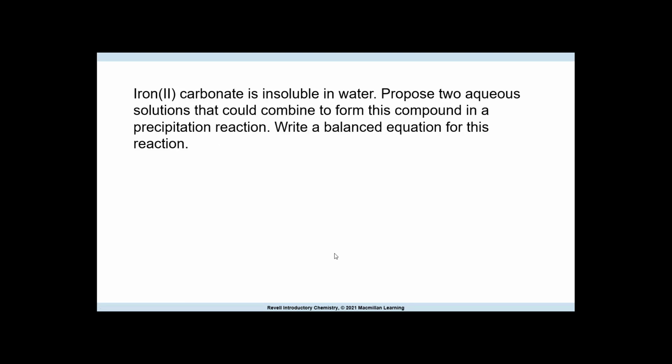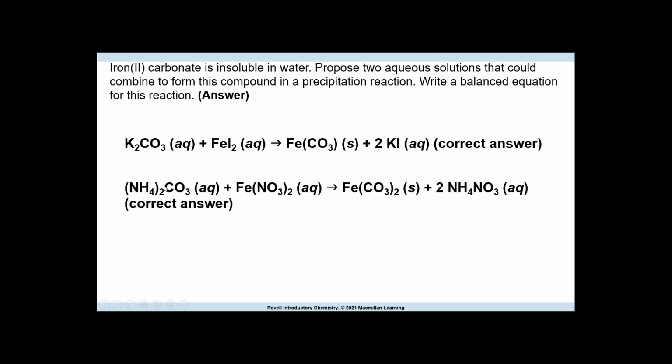Iron(II) carbonate is insoluble in water, so it's telling you it's not going to dissolve. Propose two aqueous solutions that could combine to form this compound in a precipitation reaction, with a balanced equation. So basically what it's showing you is that this is the product. This is on the other side of the arrow. So put two things together that will cause these to come together and create that solid. So in this case, we could do potassium carbonate. Carbonate would attach to the iron, thereby giving you the solid. And the other ions that are created are just in solution.